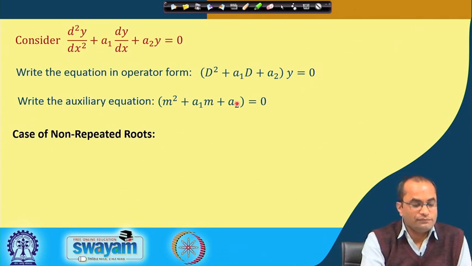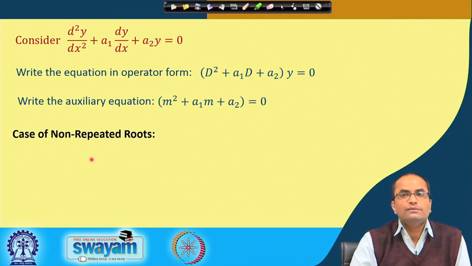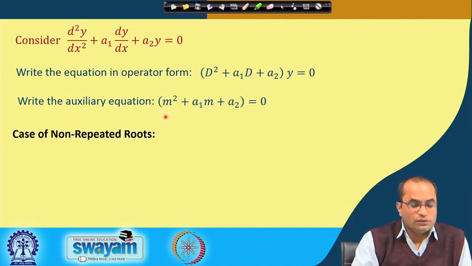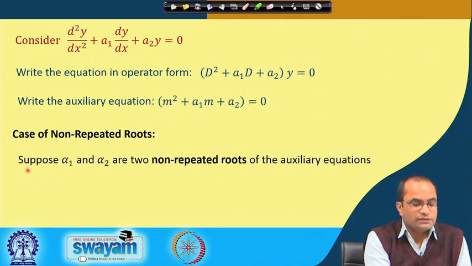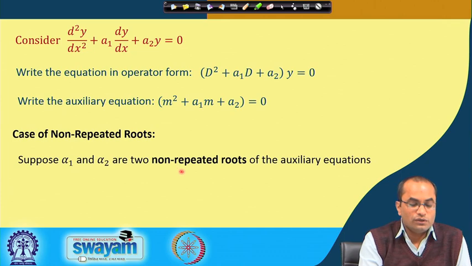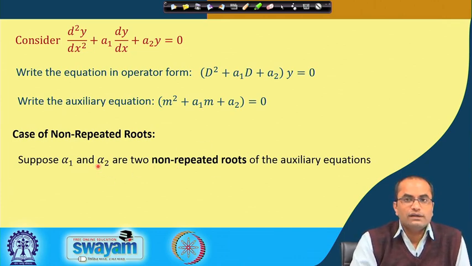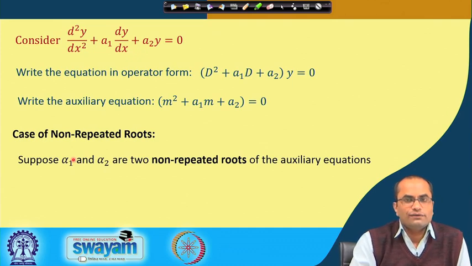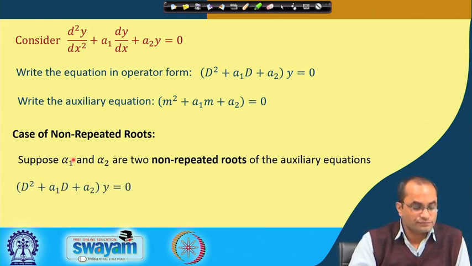The first case we will consider is non repeated roots, that means the roots of this auxiliary equation are non repeated. So, suppose alpha 1 and alpha 2 are the two non repeated, that is distinct, roots of this auxiliary equation. So, we have this second order polynomial, we will get these two roots alpha 1 and alpha 2, and we assume that these roots are non repeated. Then what will be the solution of the given homogeneous differential equation?